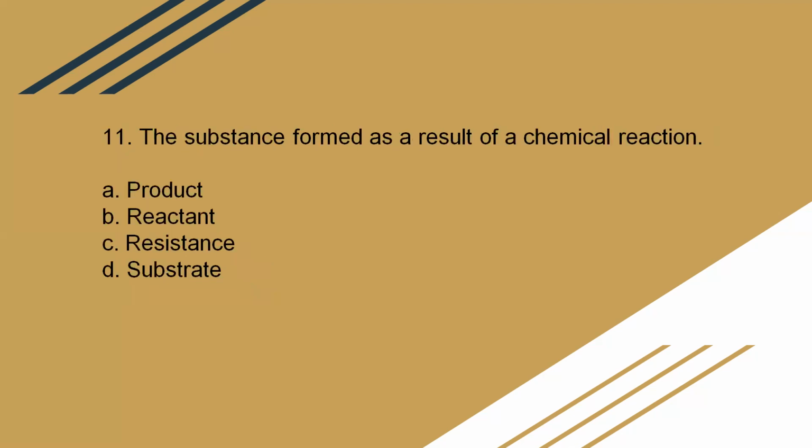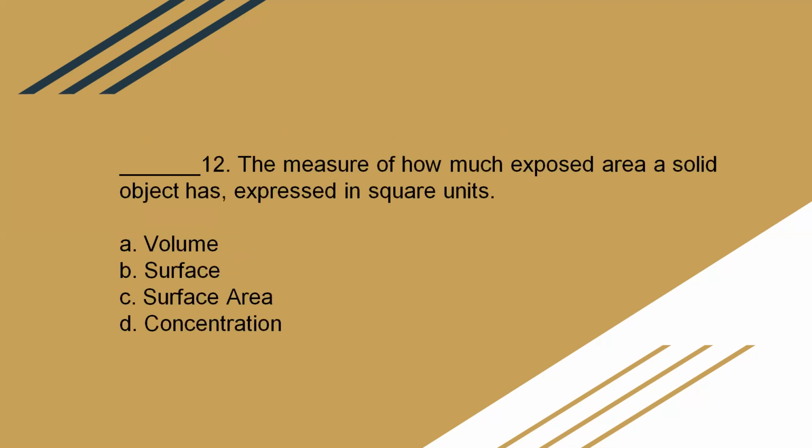11. The substance formed as a result of chemical reaction. A. Product. B. Reactant. C. Resistance. D. Substrate. So the answer is letter A. 12. The measure of how much exposed area a solid object has, expressed in square units. A. Volume. B. Surface. C. Surface area. D. Concentration. The answer is letter C.